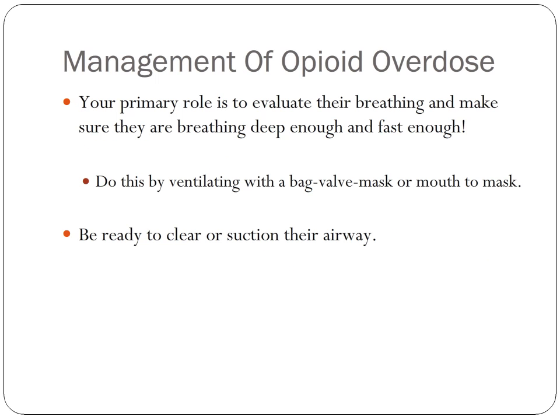In managing opioid overdoses, your primary role is to evaluate their breathing and make sure they are breathing deep enough and fast enough. If they're not breathing deep enough or fast enough, you need to supplement their ventilations with a bag mask or a mouth-to-mask technique. And also be ready to clear or suction their airway. So if you're planning on giving naloxone, you need to have suction equipment handy, and also even for other overdoses, you might need suction equipment as well.